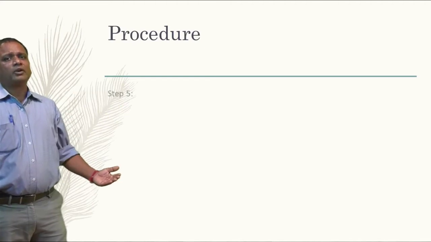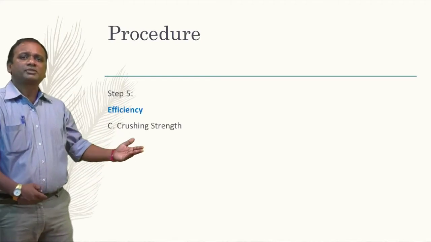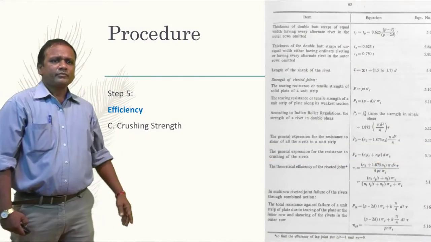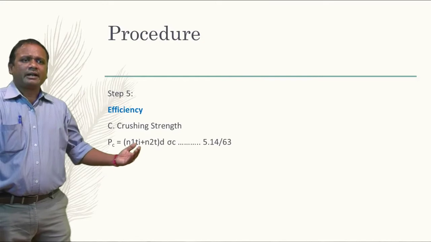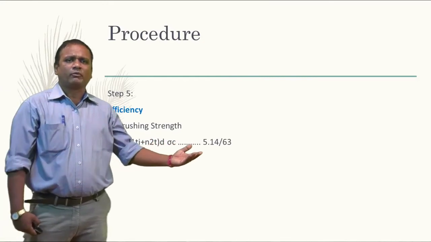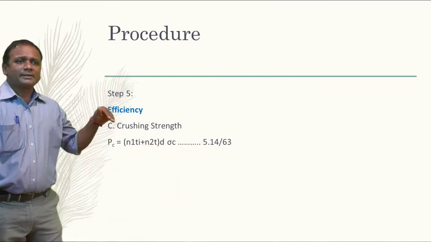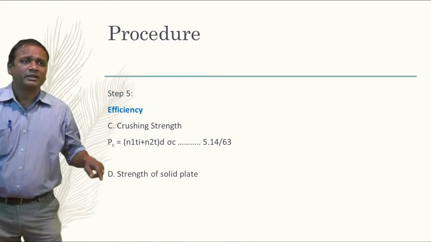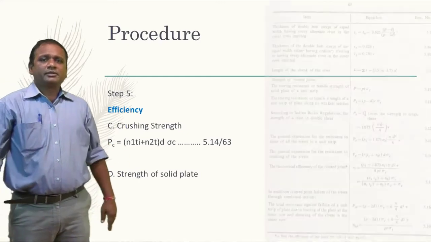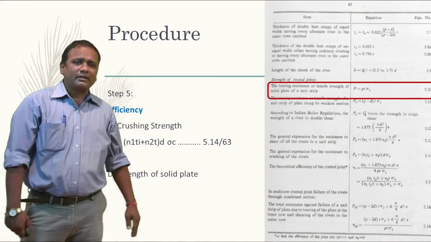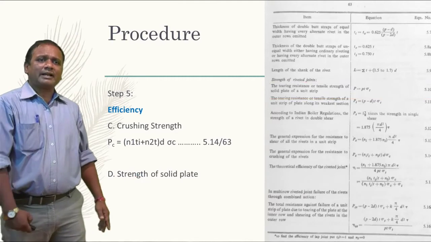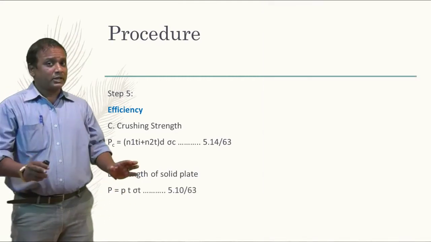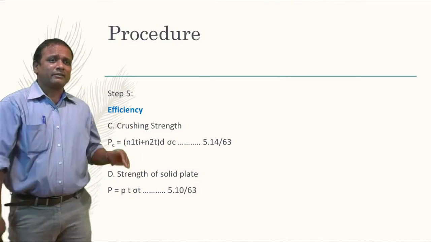In the same way, in order to come up with the efficiency, I'll go with one more step: the crushing strength. So again, from an equation, I will draw PC, where PC is equal to this equation, which is 5.14 of page number 63, and substituting into this, I will find PC. And the last step in order to find the efficiency is the strength of a solid plate. For this, again, I will refer to the data handbook and draw an equation from that, where I call this solid P. P is equal to PT into sigma T. Everything will be given to us. Now once I substitute into this, I'll get a value of P.